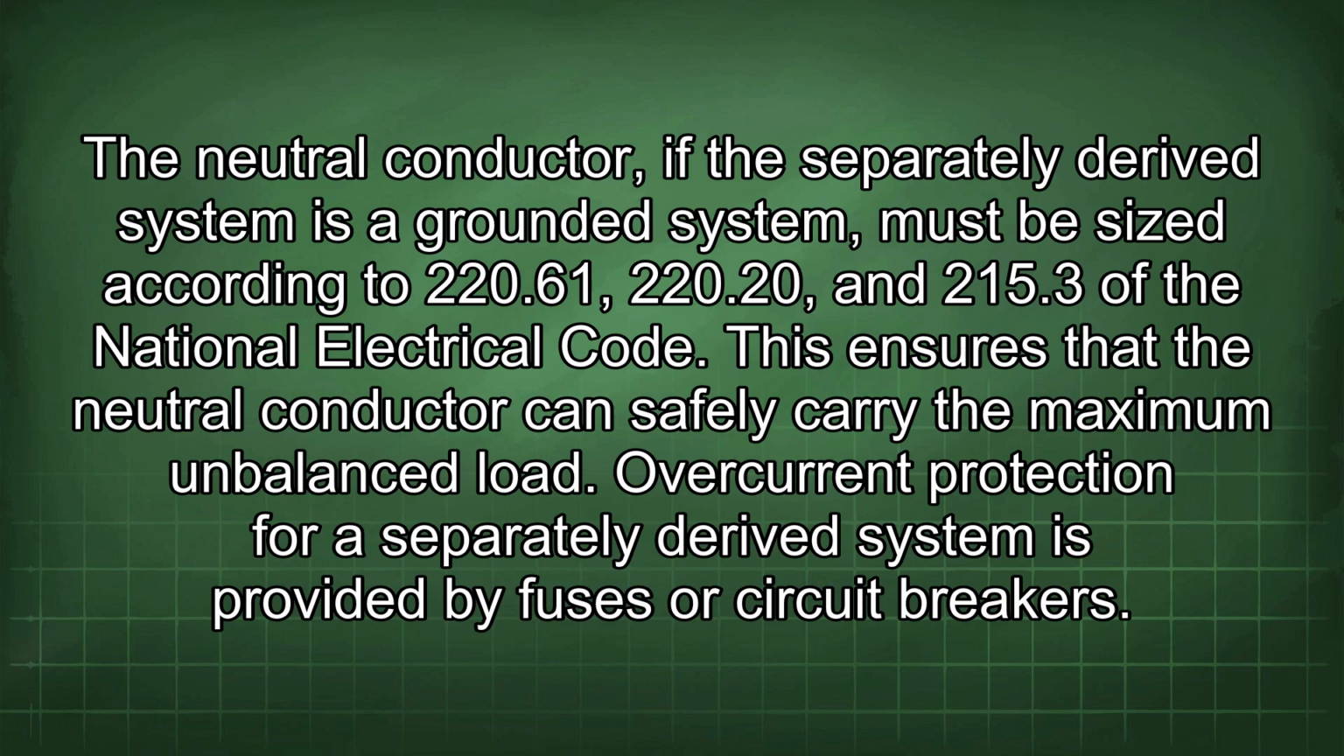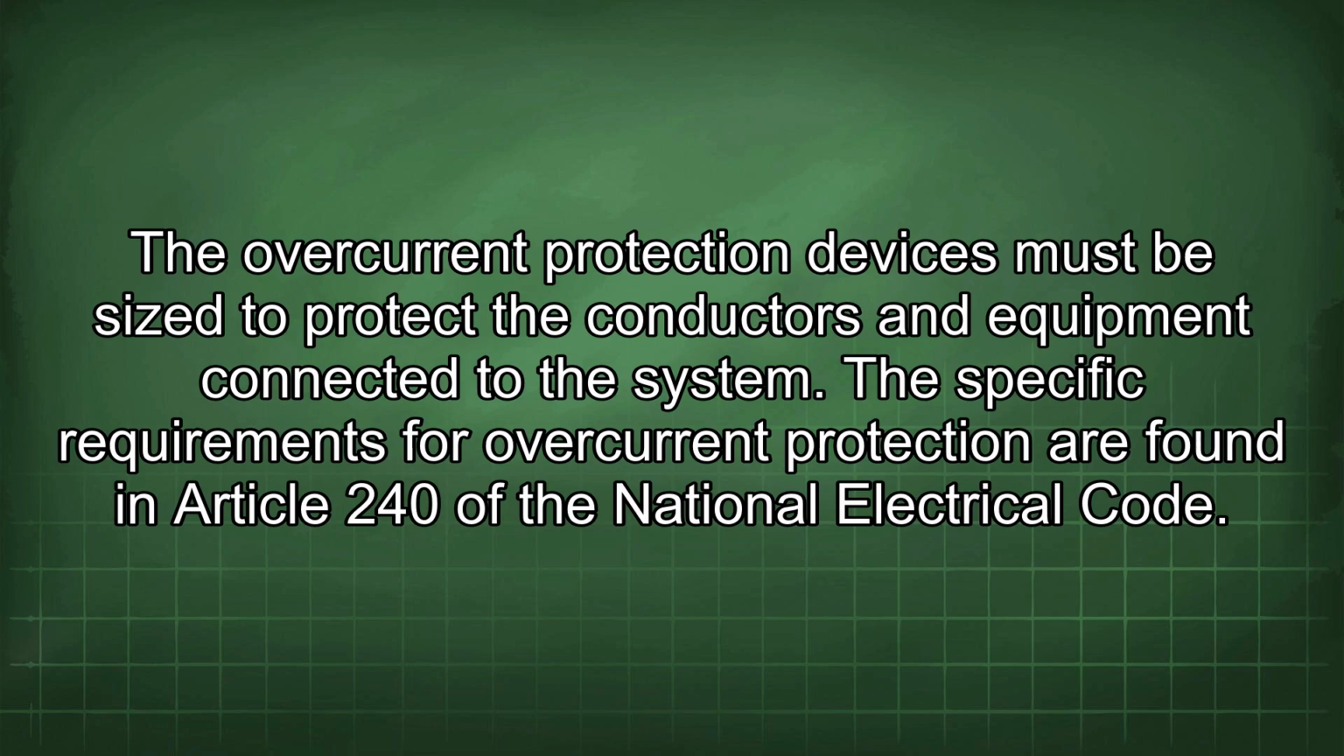Overcurrent protection for a separately derived system is provided by fuses or circuit breakers. The overcurrent protection devices must be sized to protect the conductors and equipment connected to the system. The specific requirements for overcurrent protection are found in Article 240 of the National Electrical Code.